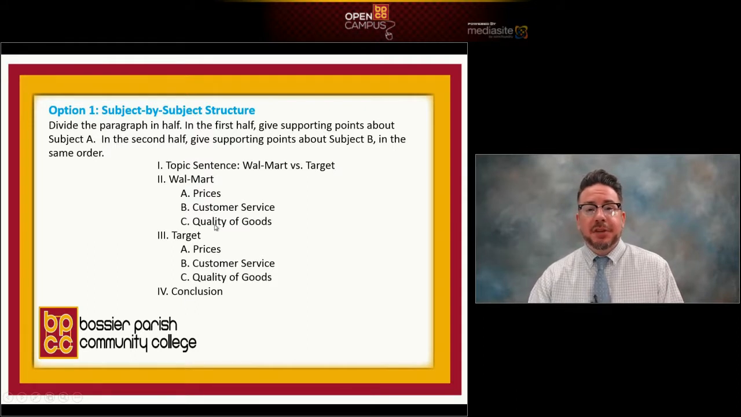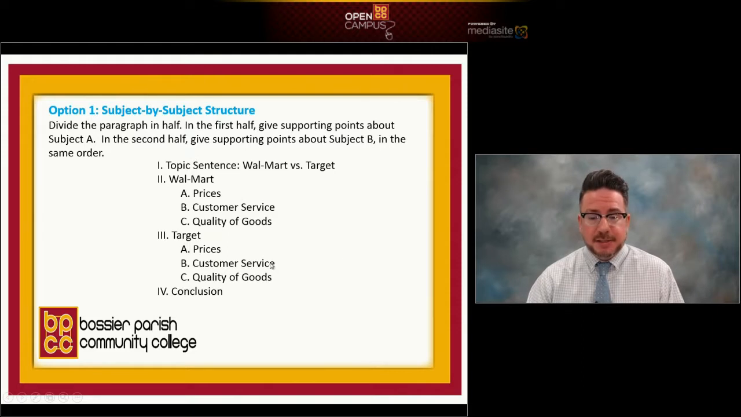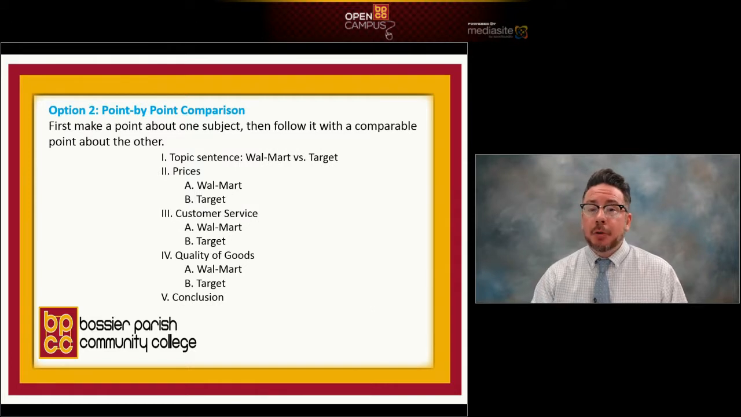Here's an example of subject by subject where I have divided the paragraph basically in half. So I'm going to have a topic sentence where I state my comparison between Walmart and Target. Then in the first half, I'm going to talk about Walmart. I'm going to talk about Walmart's prices, customer service, and quality of goods. Then about halfway through, I'm going to pivot and say something like, on the other hand, Target, and then I'm going to talk about Target's prices, customer service, and quality of goods. You notice that I'm using the same order in both halves of the paragraph. That's important. I also want to make sure I've got lots of specific examples as I'm going through. And then I'm going to have a conclusion sentence that sums up the point of my comparison.